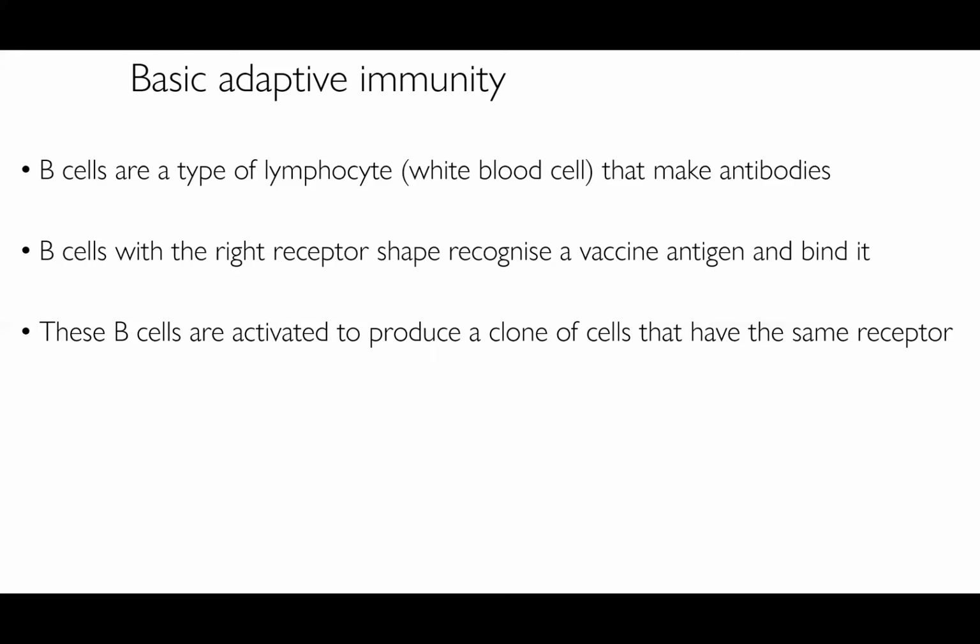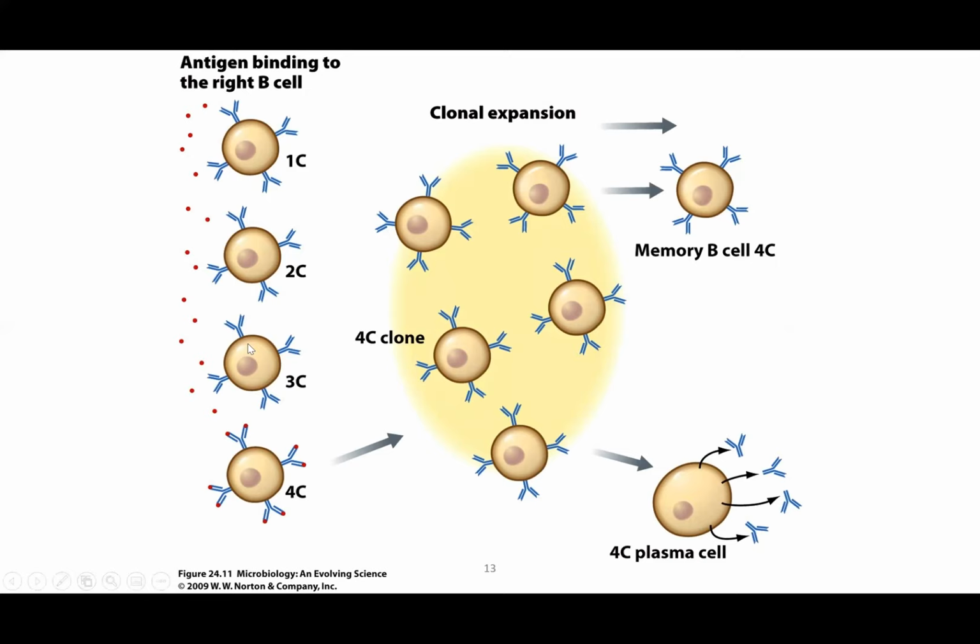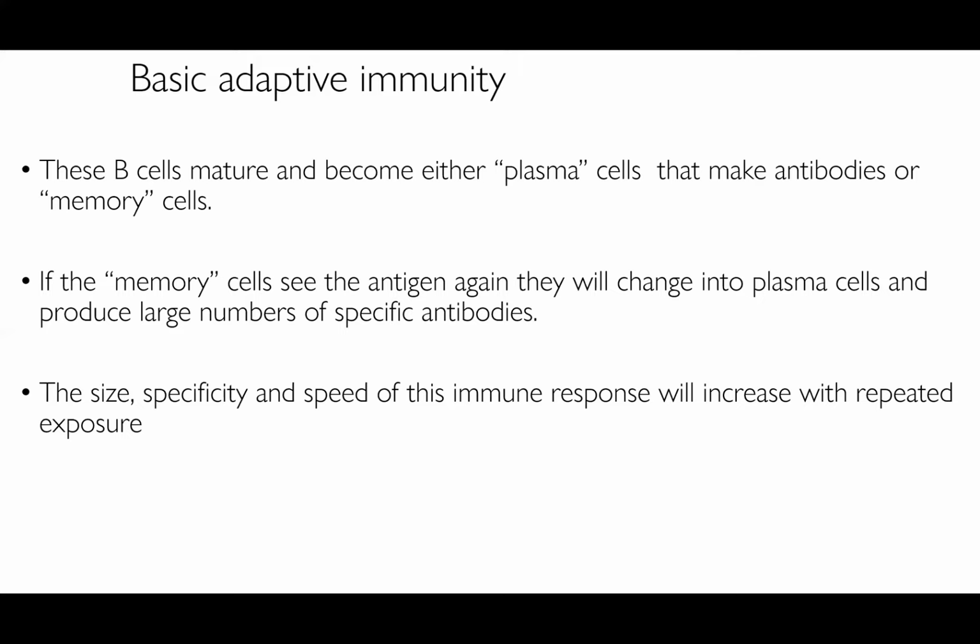So the idea is if we have some sort of B cell here and it binds to an antigen, there's clonal expansion, or reproduction, and then we create memory B cells as well as plasma cells, which are releasing antibodies out to attack the pathogen of interest. The B cells become either plasma cells that make antibodies or memory cells. The memory cells basically see the antigen again and will change into plasma cells and produce large numbers of specific antibodies. And the size, specificity, and speed of this immune response will increase with repeated exposure. So if you get exposed to the same virus over and over again, your response to it is much better.